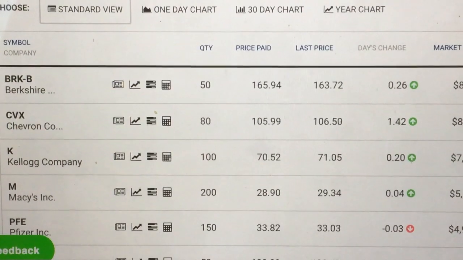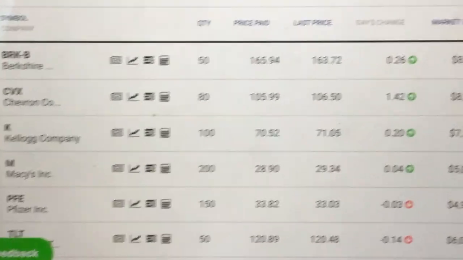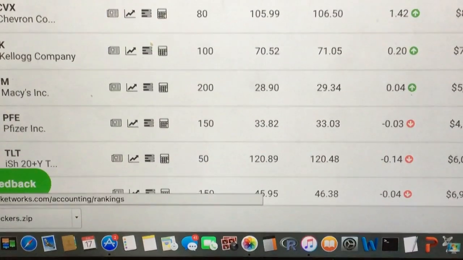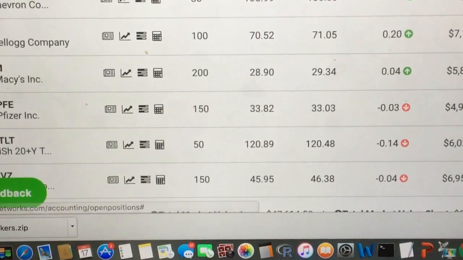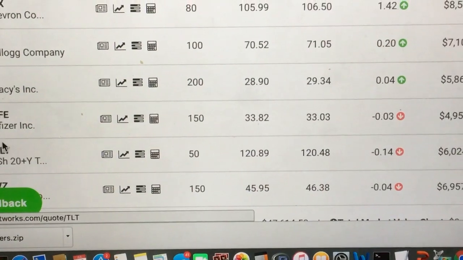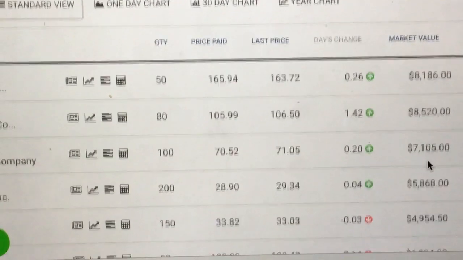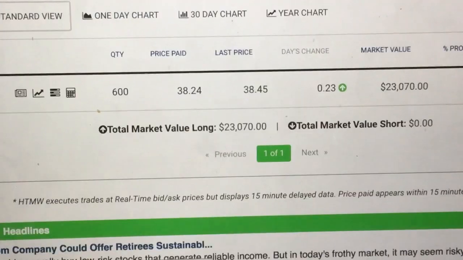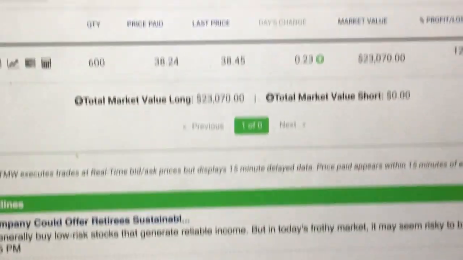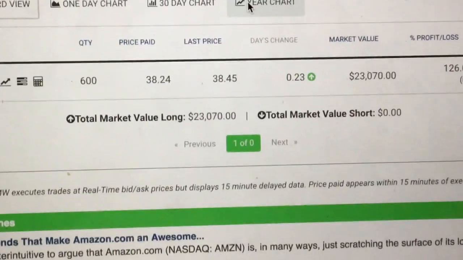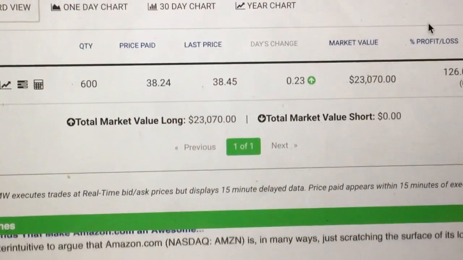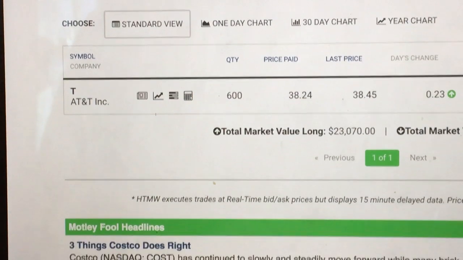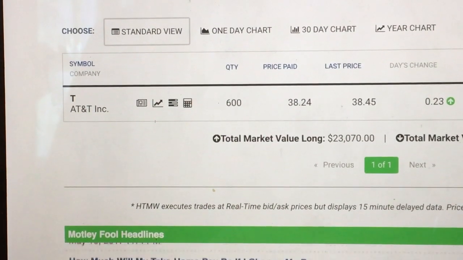And I have Berkshire, Chevron, Kellogg, all these stocks, and then my bond fund. I don't really know what the bond fund was investing in, but those other stocks were chosen based on different sectors of the market. And then here in my short-term portfolio, I have AT&T.